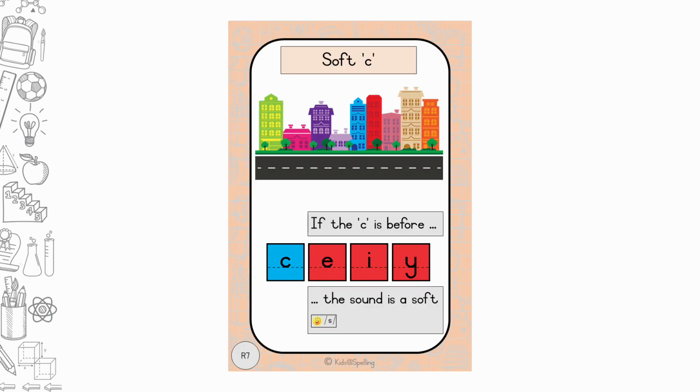The one rule you need to remember is that the main sound of the letter C is K, but if the C is before E, I, or Y, the sound is soft. It's S.